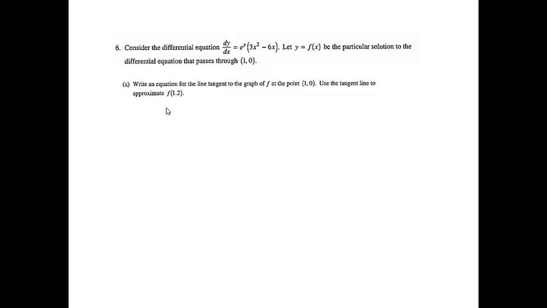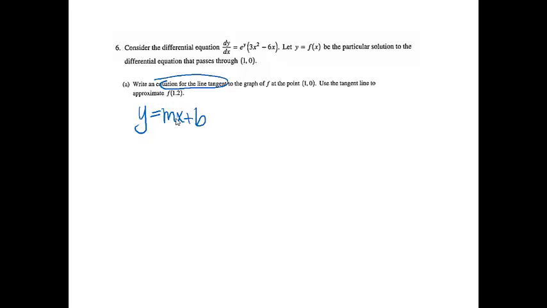So if I'm looking at part A, no matter what I do, I don't need to cross multiply in this one because I'm not solving it. This one says to write an equation for the line tangent. So we want to find an equation of a tangent line, which is y = mx + b. And it says to use the tangent line to approximate f(1.2).